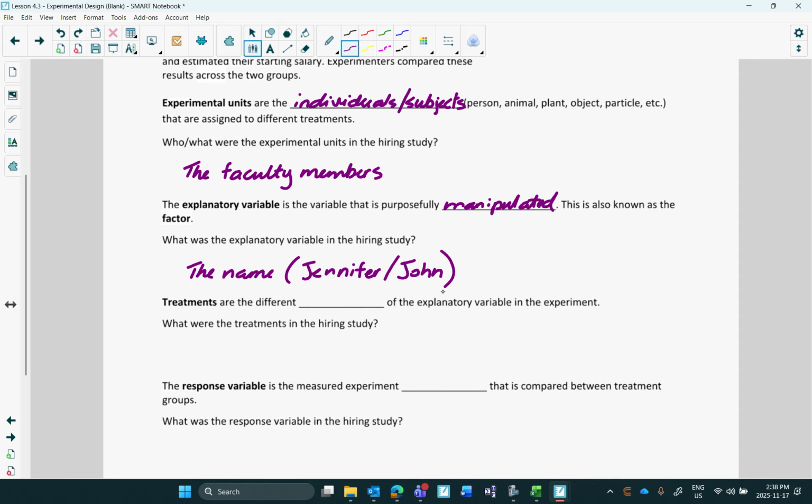The treatments are the different levels of the explanatory variable in the experiment. Okay? What were the treatments in the study? What was the treatment that was imposed on the experimental units? What were they given? Yeah, they were given resumes. Resumes for the treatments.